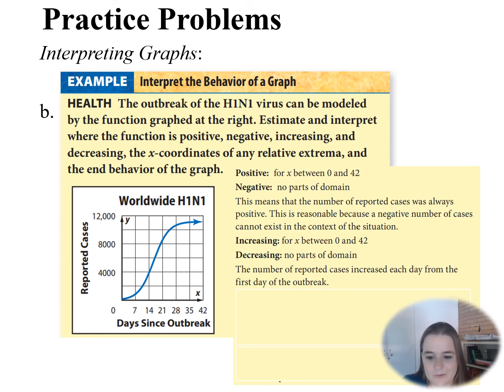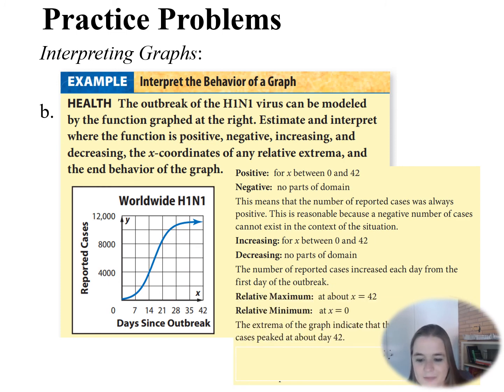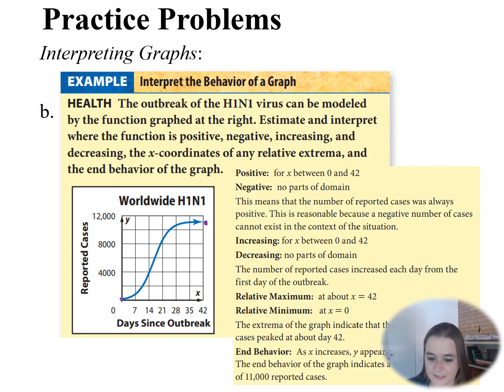Now I want to think about the x-coordinates of any relative extrema and the end behavior. For my relative extrema, I see a relative maximum at about x equals 42. So the highest point on this graph here is my last point shown, and the relative minimum is that first point shown at about x equals 0. The extrema tell me that the outbreak started with 0 cases at day 0, and the number of cases peaked at about day 42.